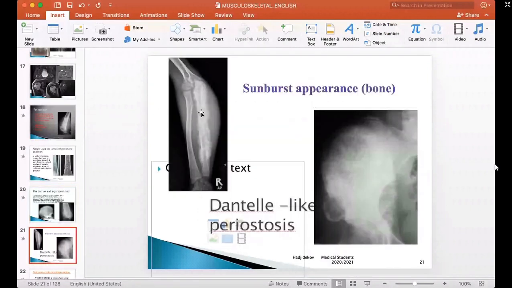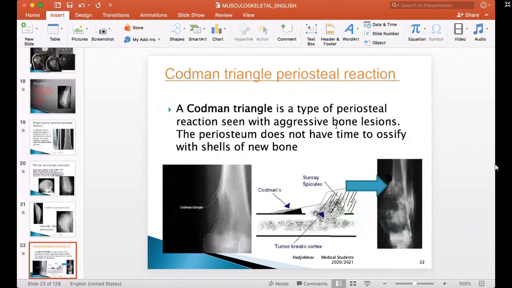Another sunburst appearance of the long bone of the forearm here, and on the lower image you have a lace-like periostosis, like a lace. So this is also a sign of a malignant type of periostosis. Probably the most severe or the most malignant type of periosteal reaction is the so-called Codman triangle periosteal reaction.